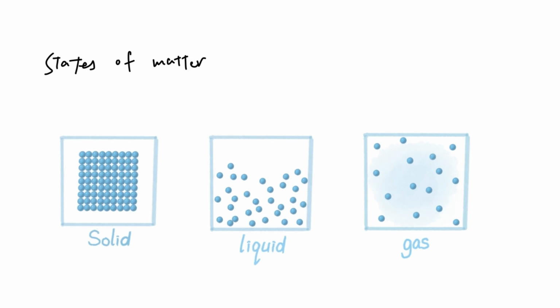Now let's talk about the states of matter. The most common states of matter are solid, liquid, and gas. As we can see in the pictures, particles move at different speed in different states of matter. In solid, particles are tightly packed together. In liquid, particles are moving at a slow speed. And in gas form, particles are moving pretty fast.